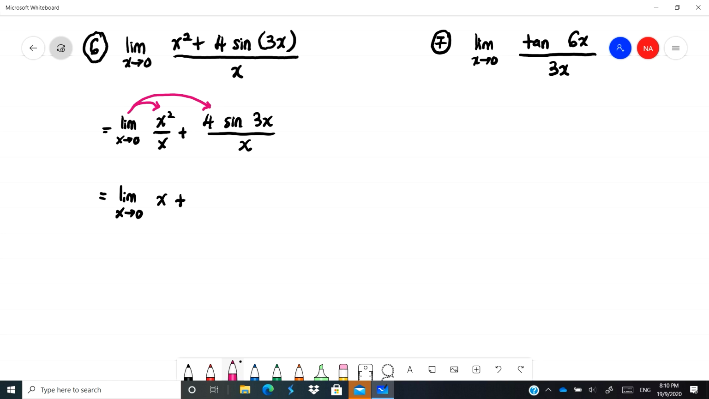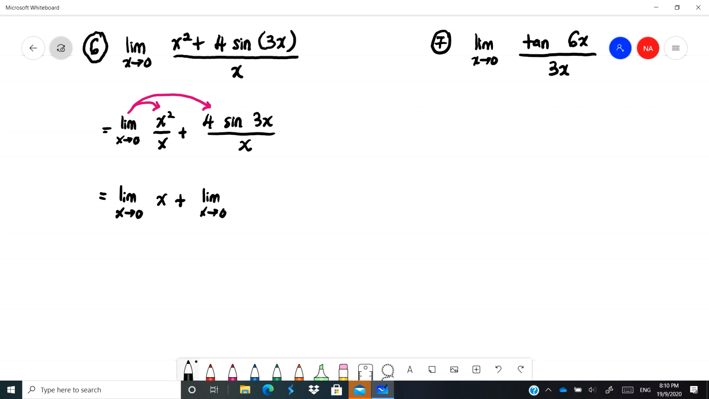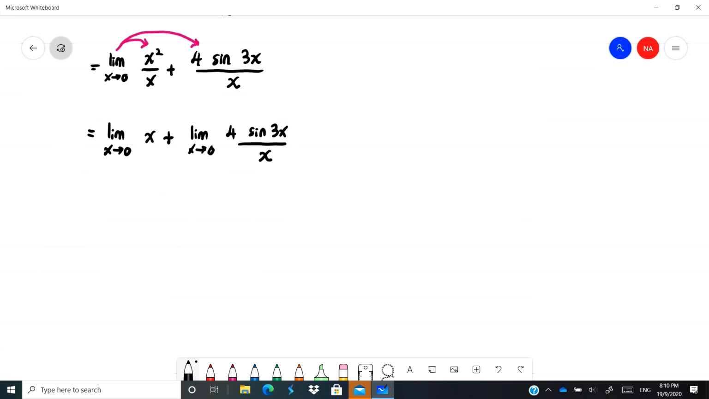So we'll have something like limit as x approaching 0, and here also we'll have limit as x approaching 0 of 4 sine 3x over x. Okay, so again, if we have a constant here, we can take it out, and for this one we can simply substitute with 0, so we'll get 0. There's no problem with substituting there because we can simply get 0, which is a value there. Now we'll have plus.